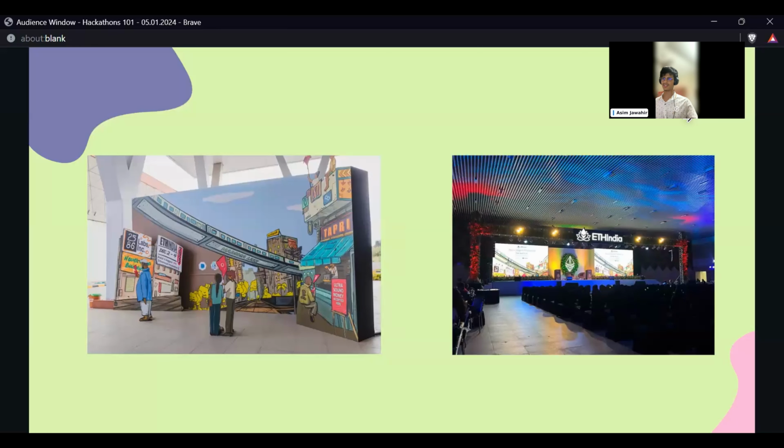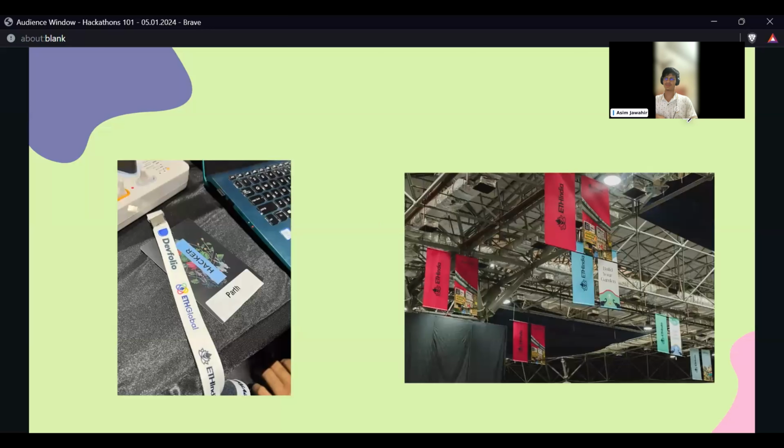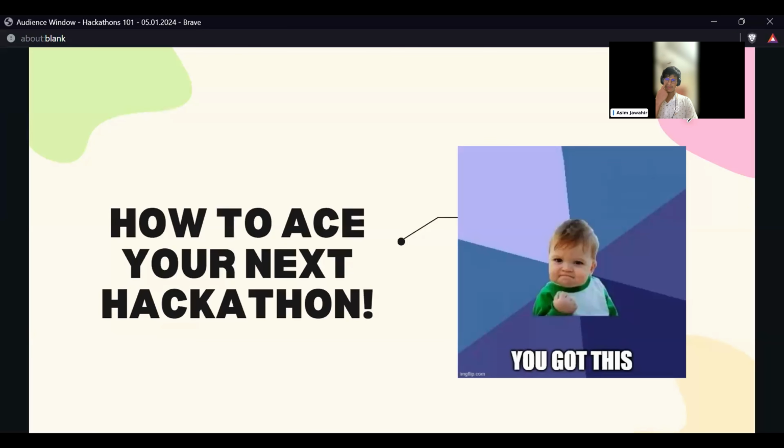Yeah, and you can see lots of photographic things, places you can take photographs of if you are a photographer. But yeah, the venues are also super awesome. You can see the hacker badges and their designs. Yeah, and I will now pass it on to Mr. Parth.